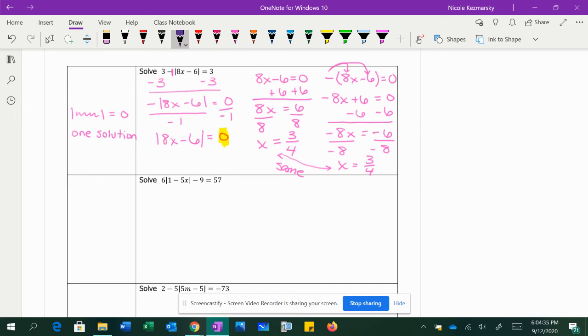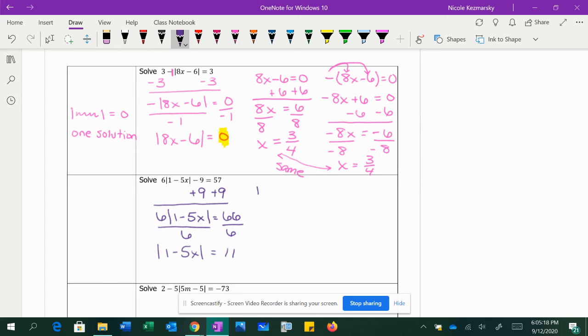Next example. We've got a little bit of everything in this one. So I've got a 6 in front. I've got a minus 9 in the back. I have to decide which one moves first. The minus moves first. Remember, addition and subtraction move first. So I'm going to say plus 9 and plus 9. I've got 6, absolute value of 1 minus 5x. 57 plus 9 is 66. I'm going to then divide by the 6 because that's still outside the absolute value. So I get absolute value of 1 minus 5x equals 11.